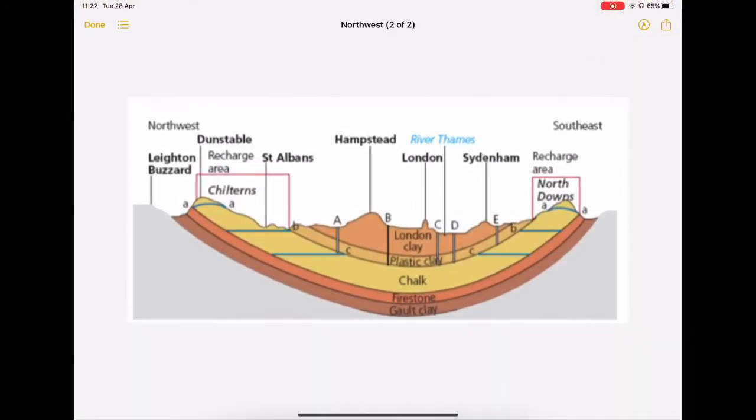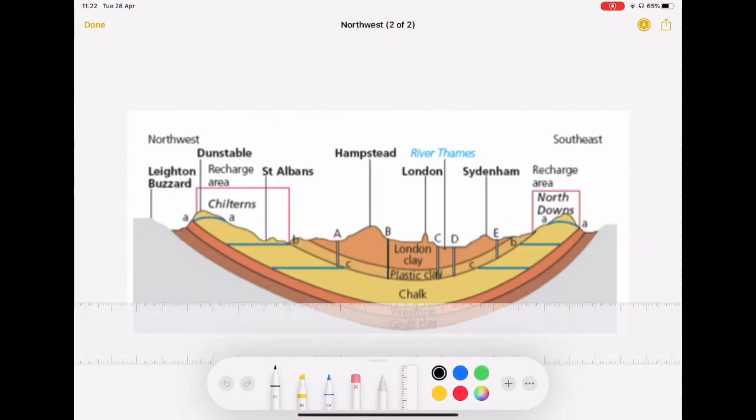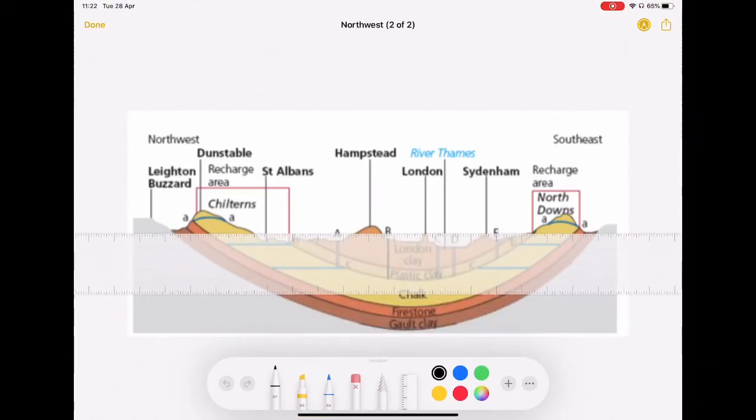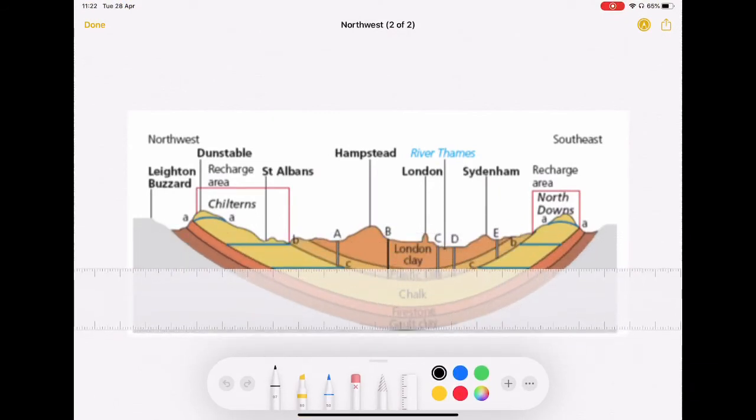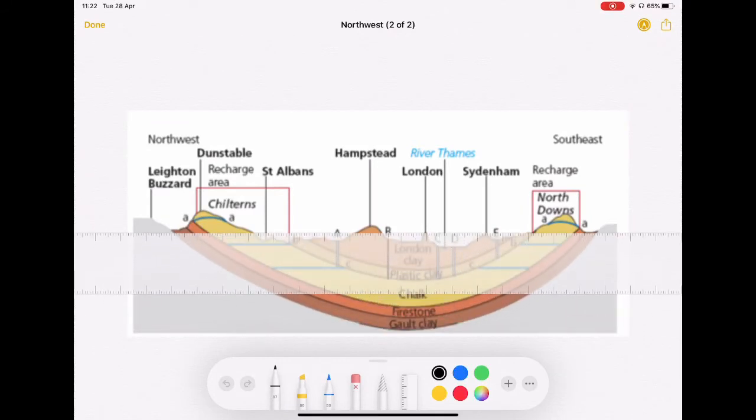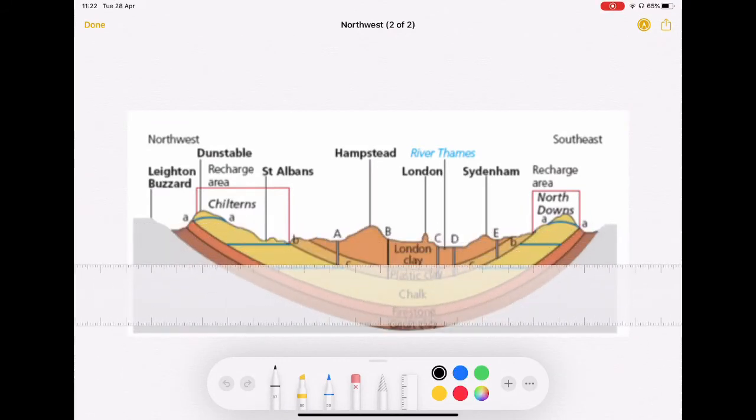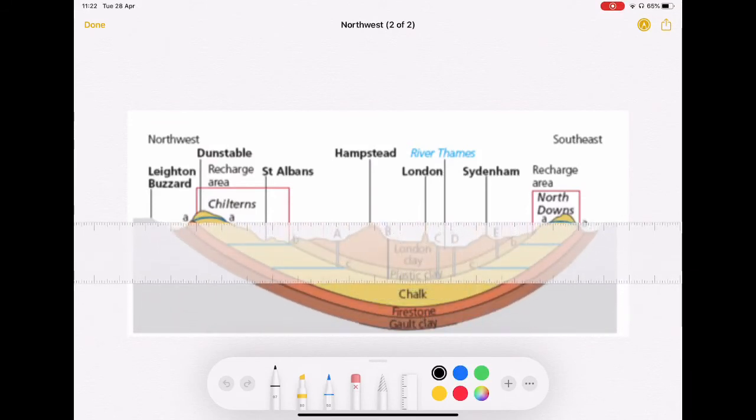To understand this, we've got three different levels: level C, level B, and level A. Really irritating with this diagram, for some reason, they've named the water levels with lowercase letters and the wells, the boreholes, with uppercase letters, which makes it a bit confusing. But anyway, the potentiometric surface for A is up here.